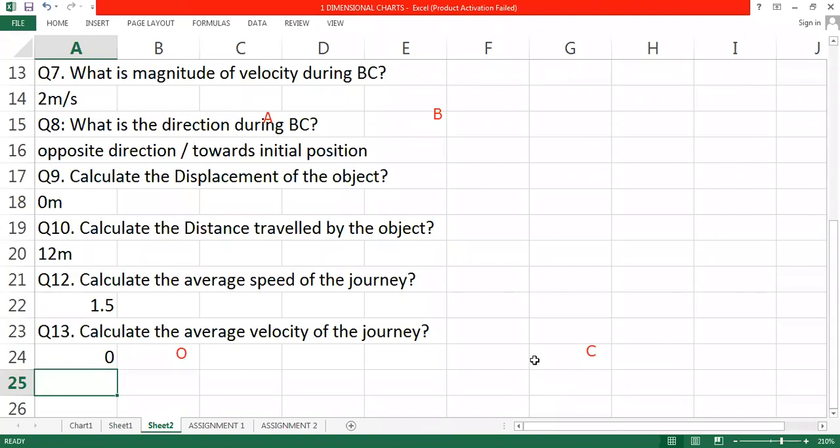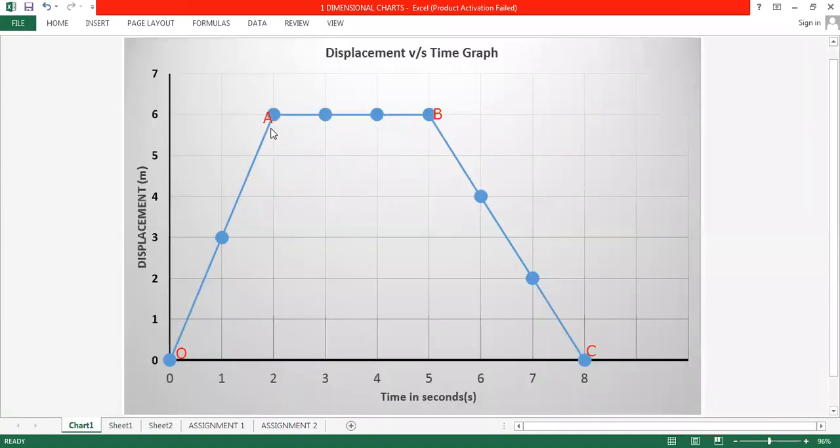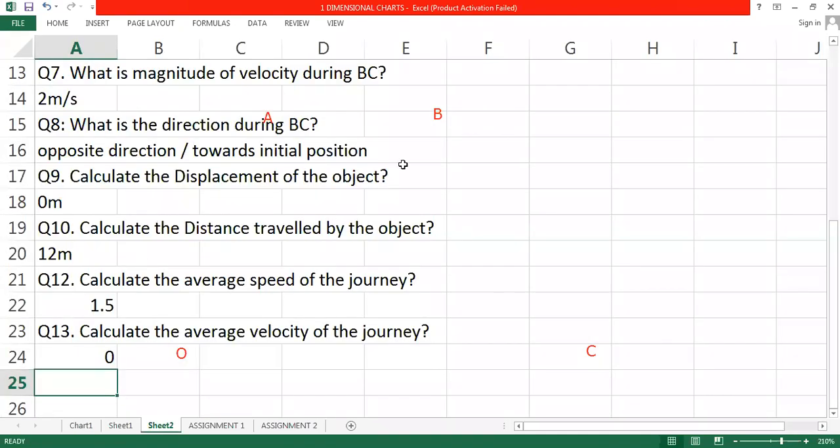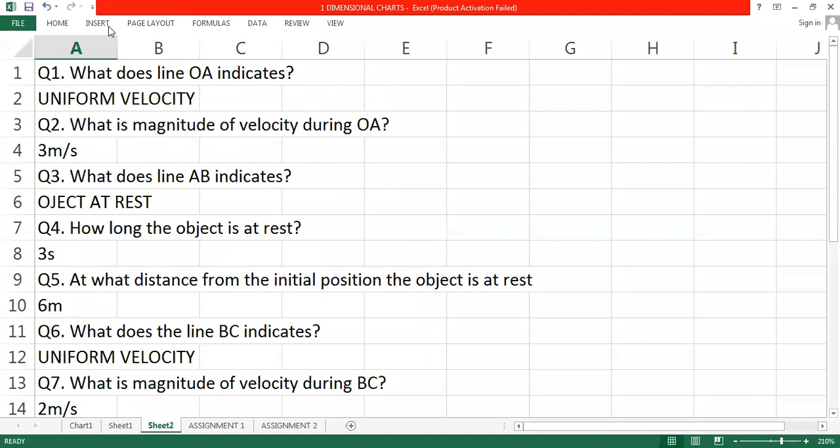See how much information we can obtain from that graph. We can understand that this is an object moving with uniform velocity, then at rest, then coming towards the initial position. We find out each and every factor about it. So this was the very basic assignment that I have given you. Now I will give you a little challenging assignment. Chalo, I hope you had copied this all.